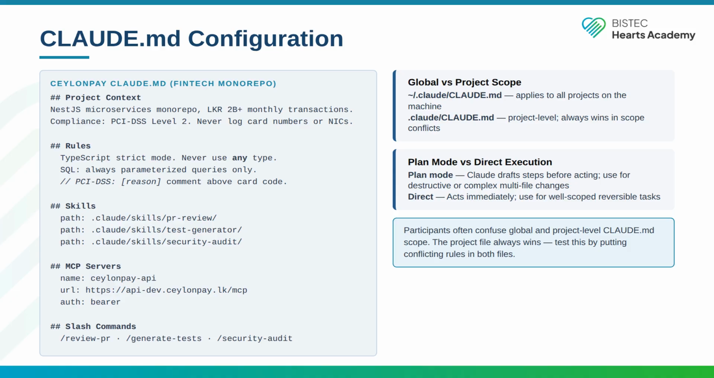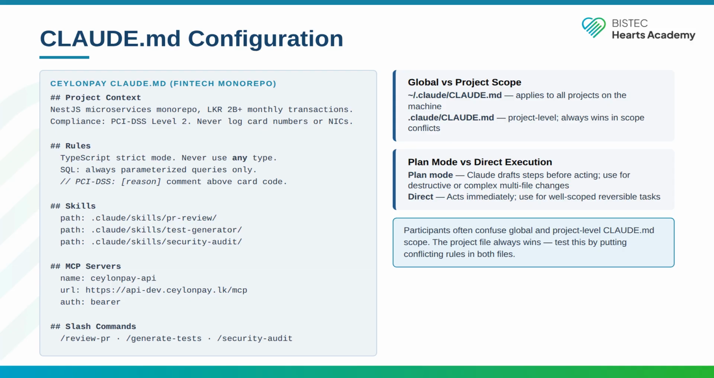The skills section declares 3 agent skill directories. Claude Code reads these skill markdown files when triggered. The MCP section registers the Azure APIM endpoint with bearer authentication. The /commands section creates 3 shorthand commands that invoke the corresponding skills. There's an important scope distinction to understand. The file at Claude.